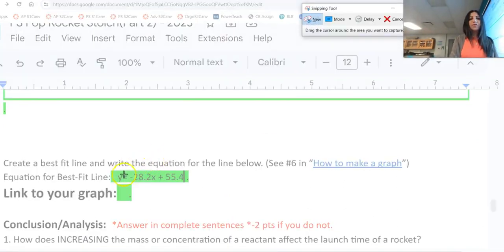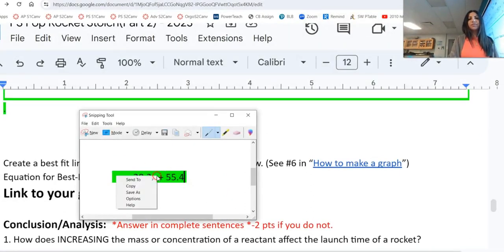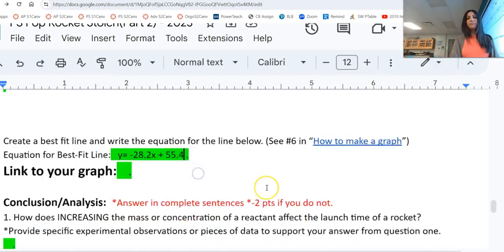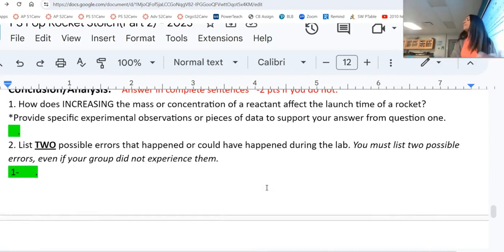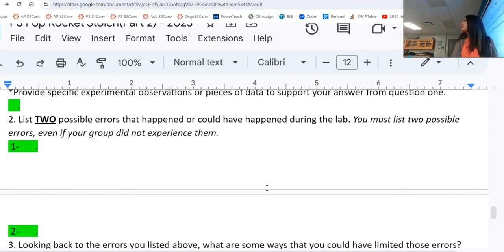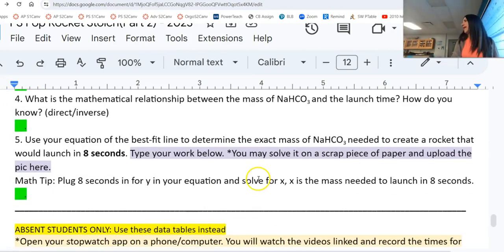So I'm actually going to use this here. So I'll show you in just a second what we're going to do with this. Okay, now we take a look at the questions on here. There are some questions into the conclusion. It's going to ask you to list some errors. Why could some of the things have gone wrong? But this question right here is the most confusing out of them. It says, use your equation of the best fit line to determine the exact mass of NaHCO3 that will launch in 8 seconds. And then it asks you to show your work, okay?